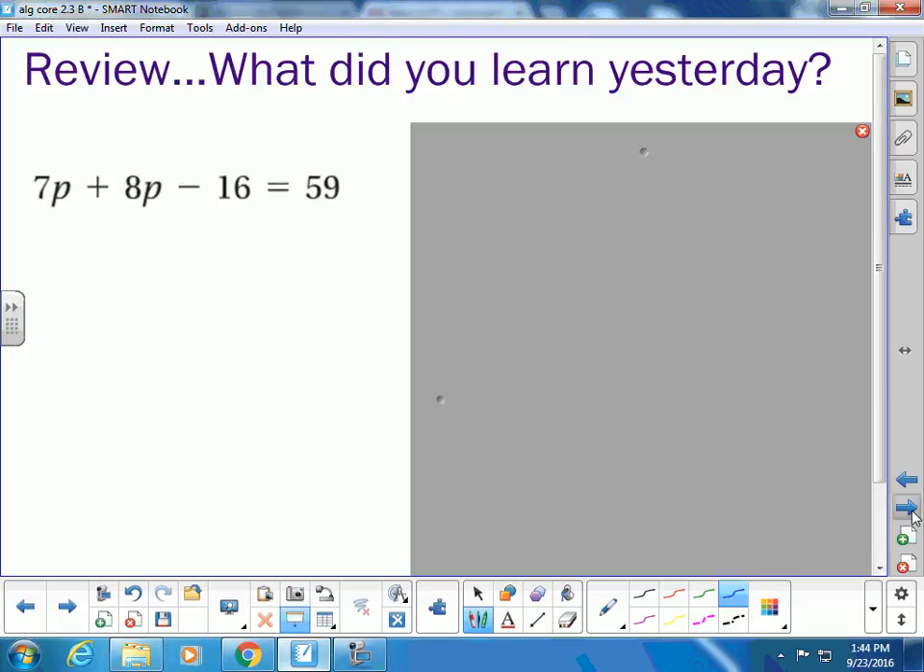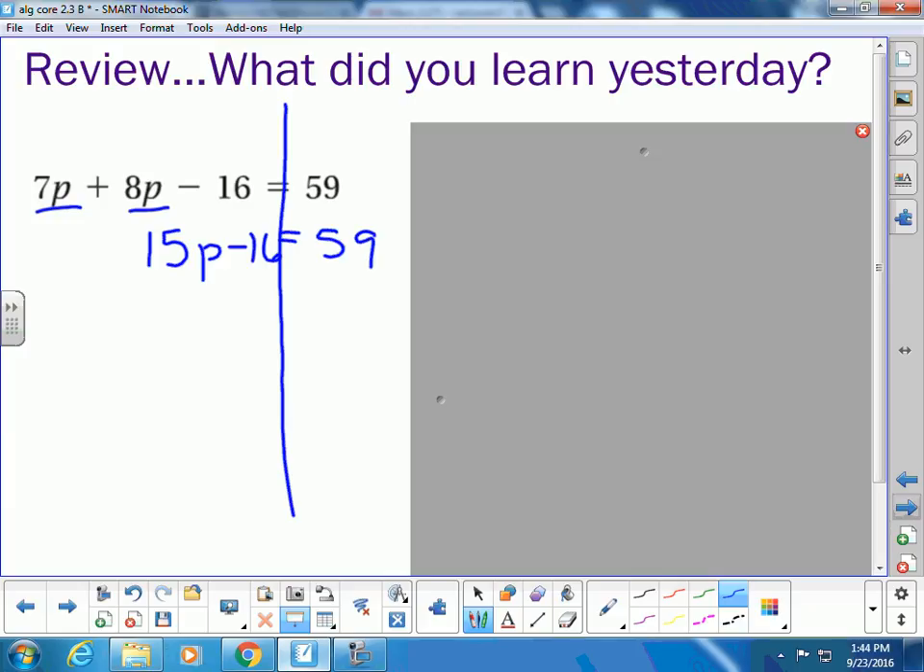So what did we learn from yesterday? We learned yesterday that we should look at both sides of the equation. Is there anything we can combine? And this time, well, there is. There's 8 p's and 7 p's. So altogether we have 7 plus 8 p's, which is 15p, minus 16 equals 59.